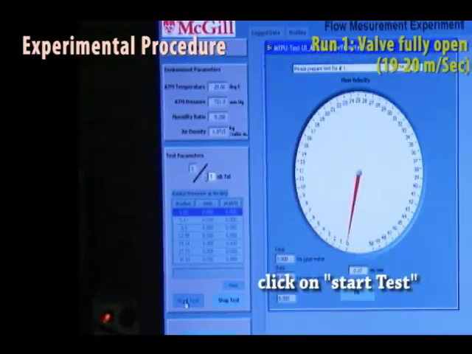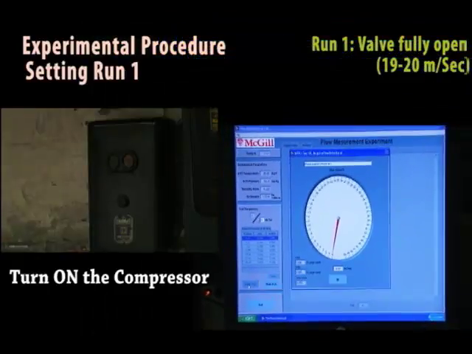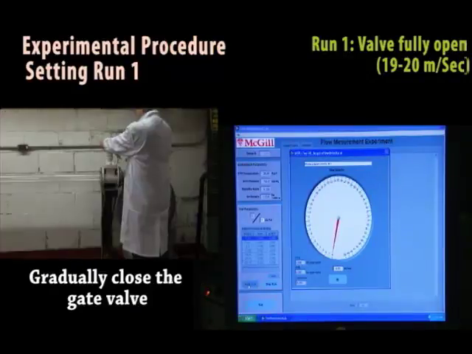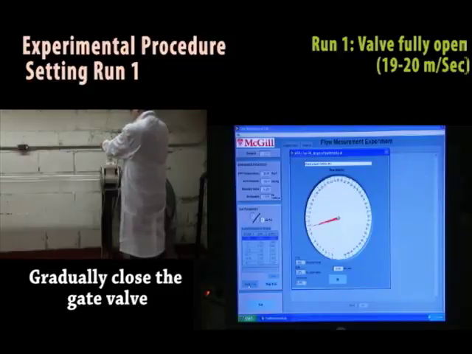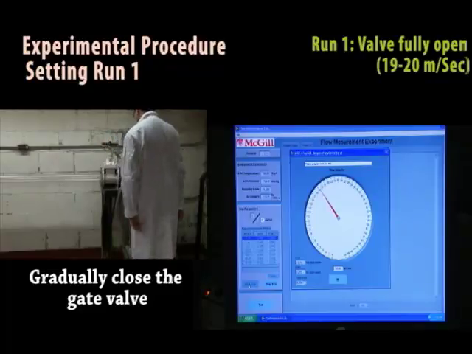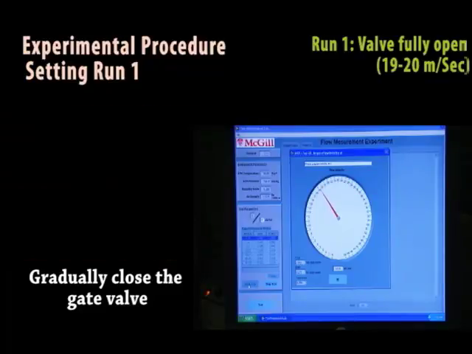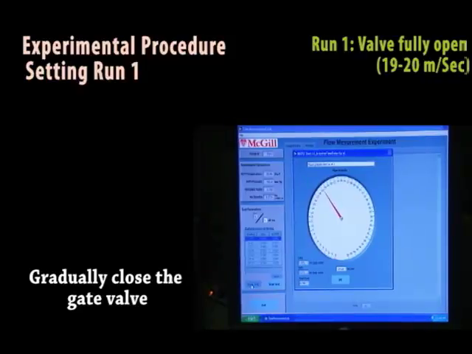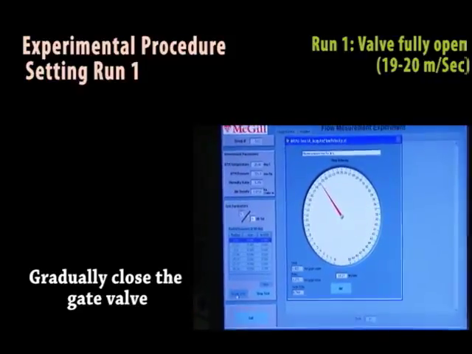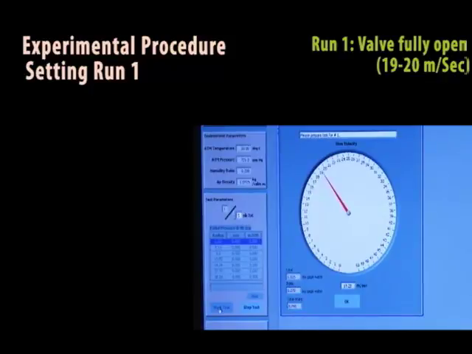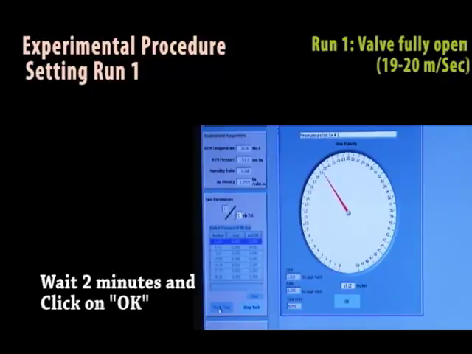The LabVIEW will indicate a 0 airflow speed on the speed scale. Turn on the compressor. Attain the maximum flow rate by fully opening the gate valve. The LabVIEW speed scale will show the change in the airflow speed. Wait 2 minutes to achieve the steady state condition and then press OK.